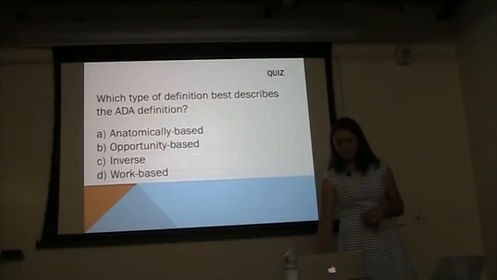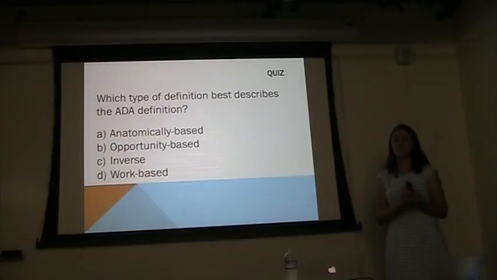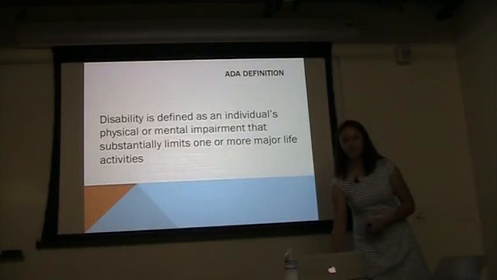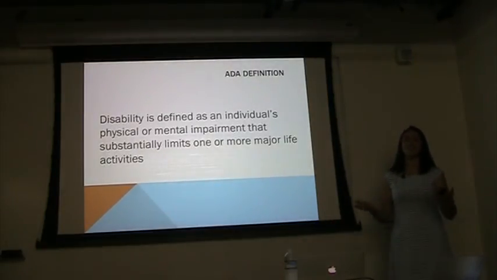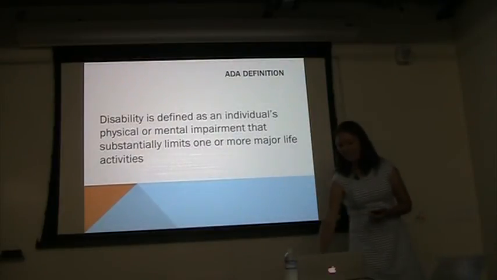So, the activity for this one is a quiz. Which type of definition that we've gone over so far best describes the ADA definition? Opportunity-based, yeah. And how do you guys feel about the opportunity-based definition of disability? I invented it. You invented it. No, these are actually right from my course slides, and I came up with opportunity-based about 4 years ago.